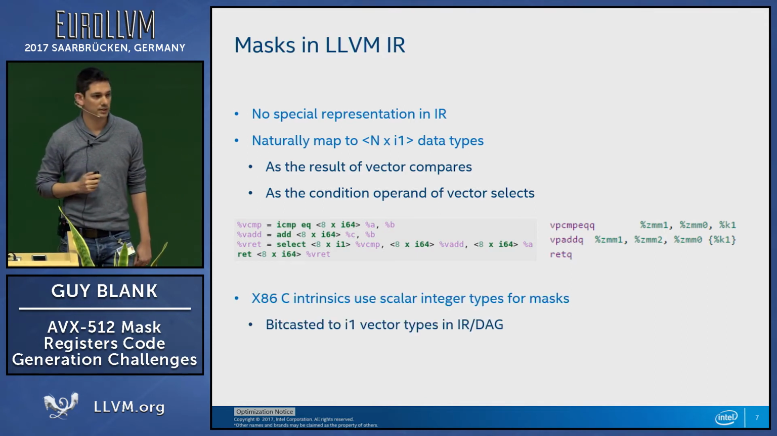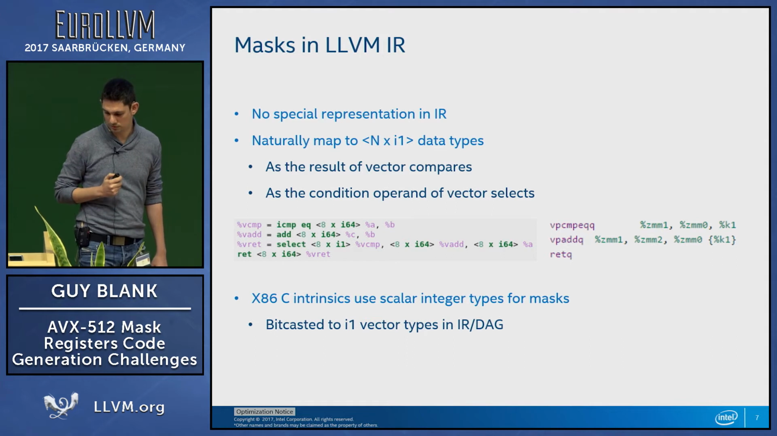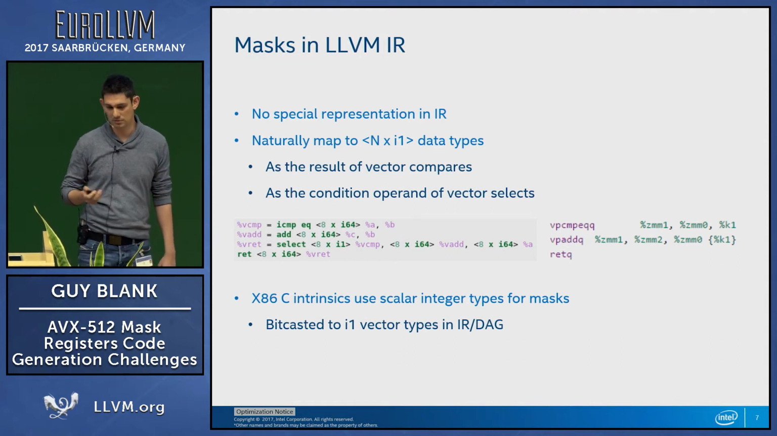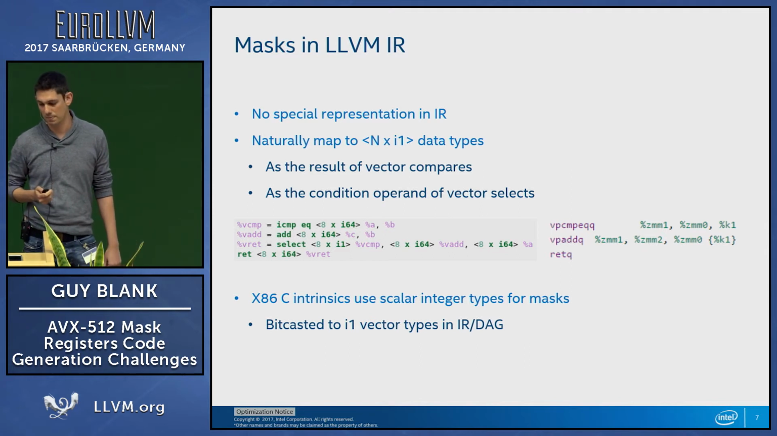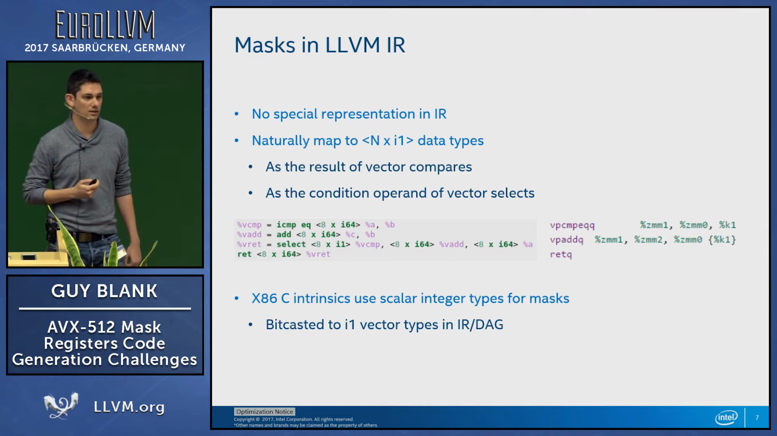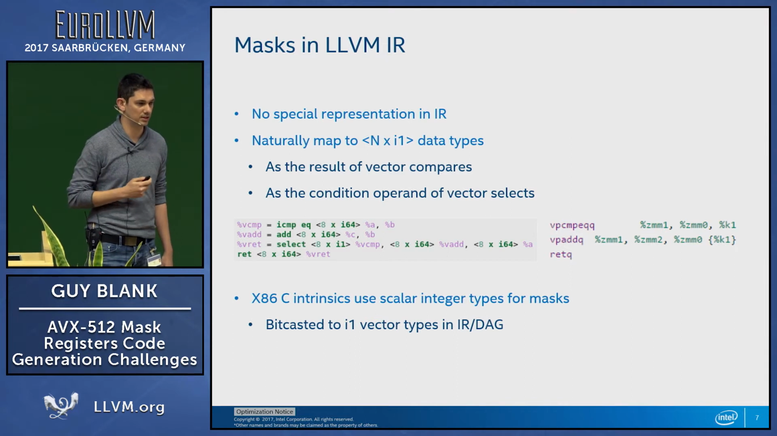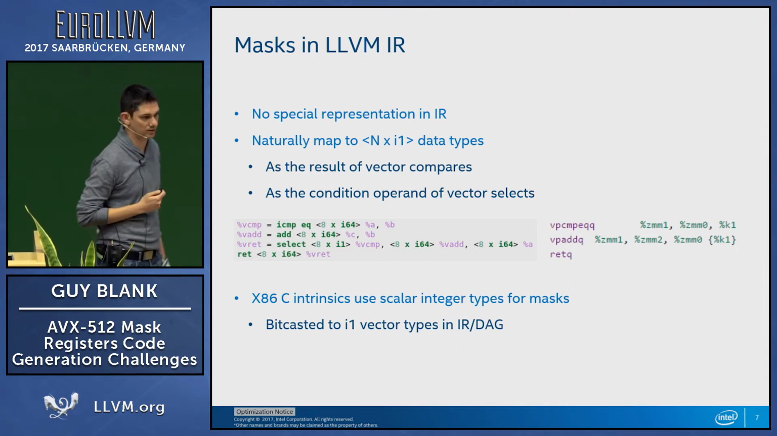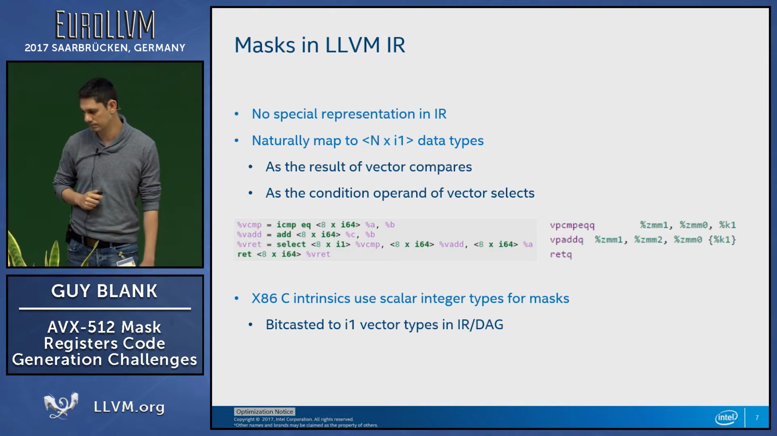Another thing worth mentioning is we've introduced C intrinsics with the AVX512 extension, and some of them are, of course, masked intrinsics. And the mask types there are actually just scalar integer types in C. And we later on bitcast them to I1 vectors in the IR or even later.